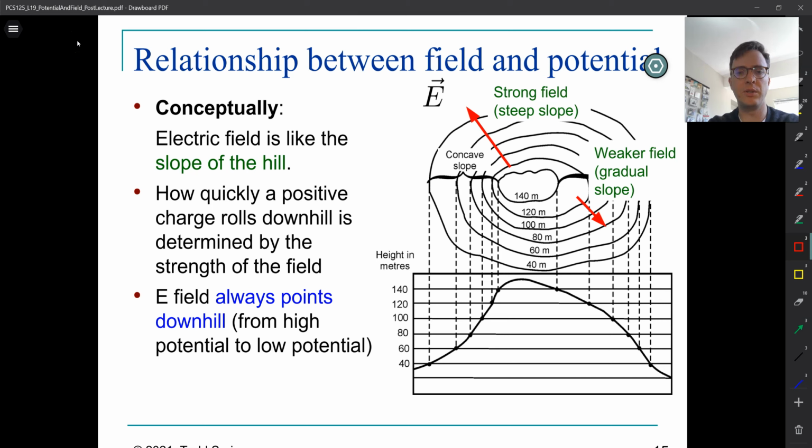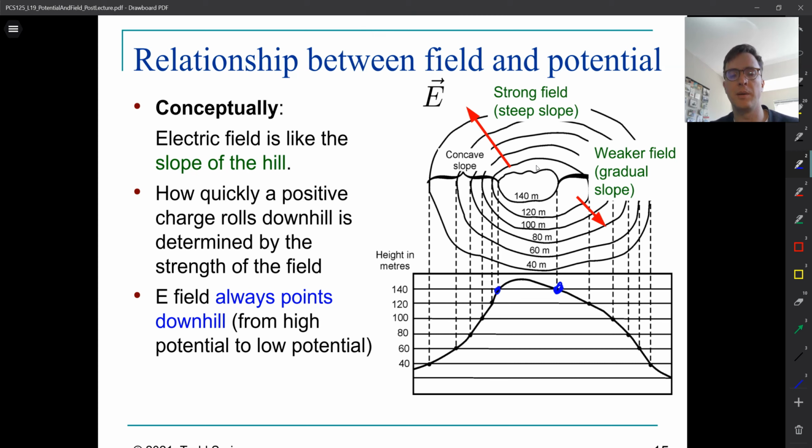Last thing I want to cover is what's the relationship between electric field and electric potential. Going back to my gravitational analogy, electric field is like the slope of the hill. It's the thing that's going to accelerate the charges, right? If I put a mass here, it's going to start rolling kind of slowly. But if I put a mass here, it's going to roll a lot faster. The steeper the slope, the larger the gravitational force, and the quicker the object will accelerate away.